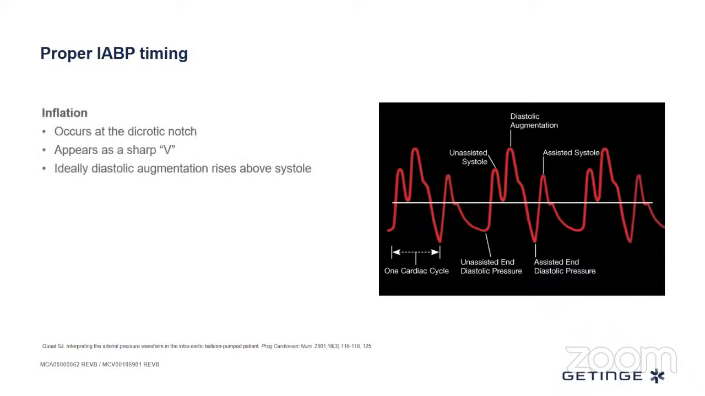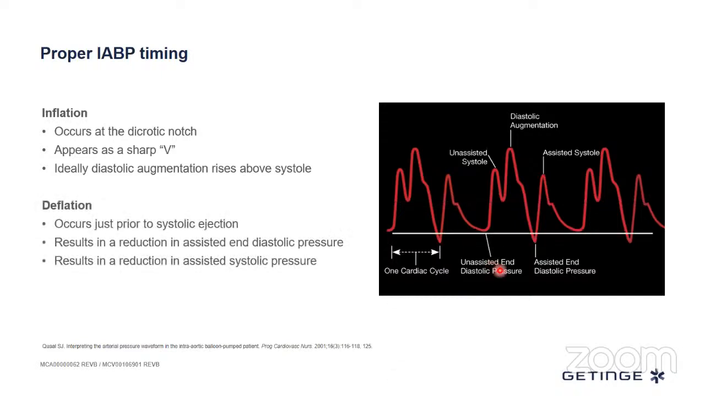Okay, now I'm just going to touch on this one. So this is what you want to see. The balloon inflates at the dicrotic notch, and it looks like a sharp V. And typically we want this higher than the unassisted systole. Like I said, some clinicians out there aim for 100 millimeters of mercury or above.